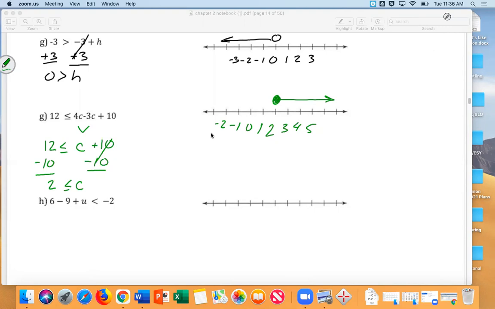Last one, Joey. What's 6 minus 9? -3. So I have -3 plus u is less than -2. How do you get rid of that?